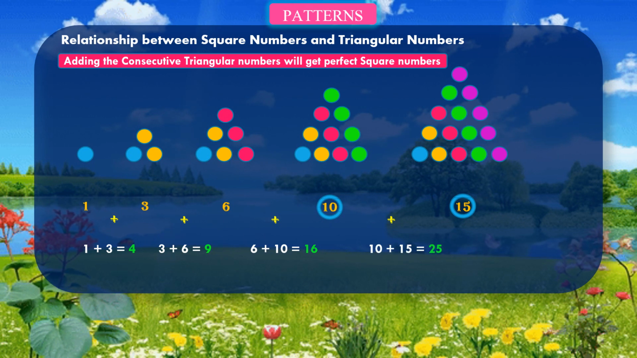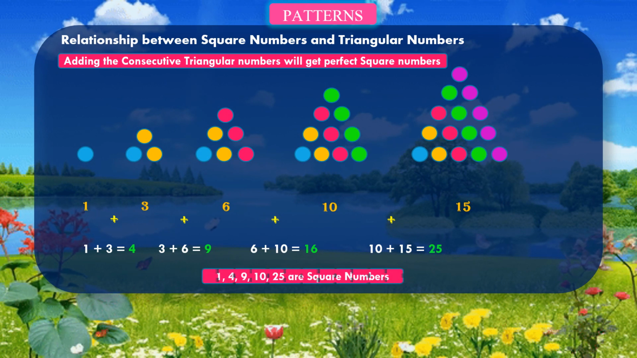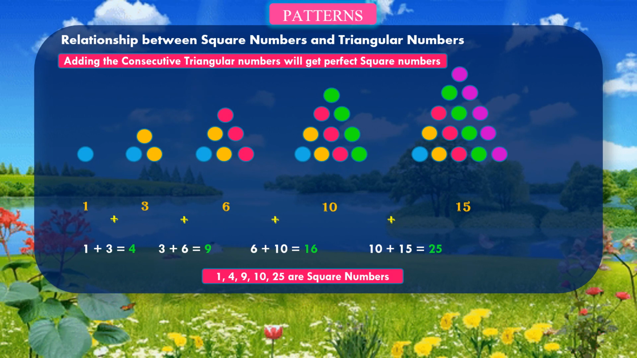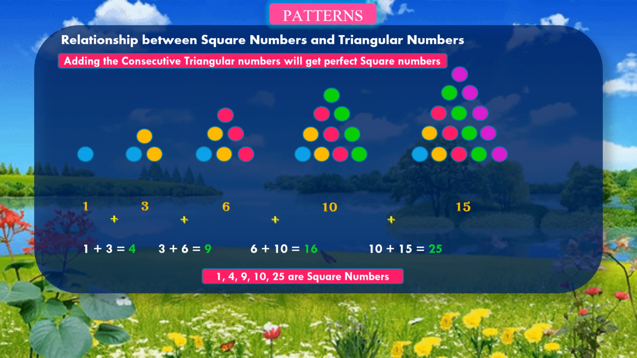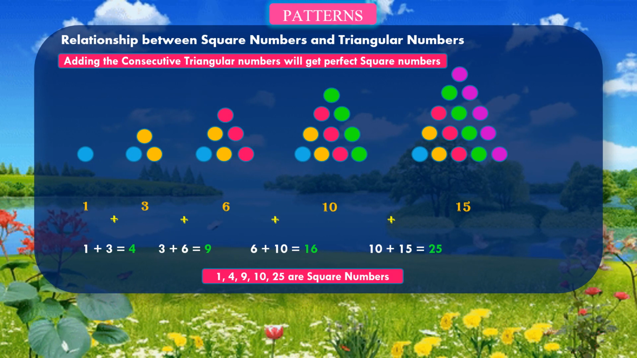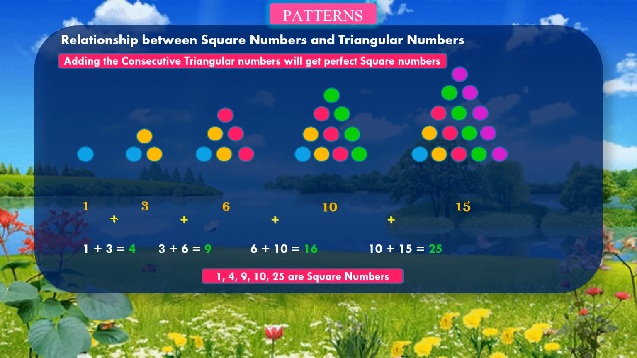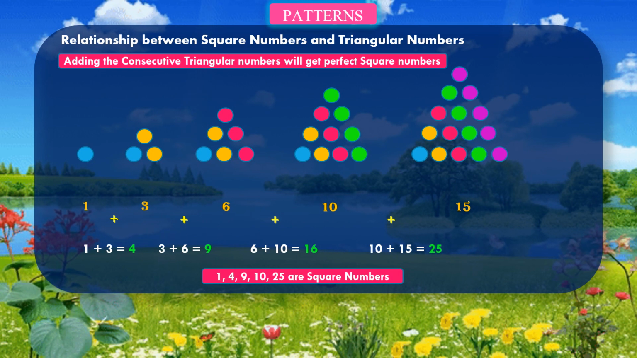Now we get perfect square numbers. So 1, 4, 9, 16, 25 are square numbers. When you add any consecutive triangular numbers, it will always give you a perfect square number.